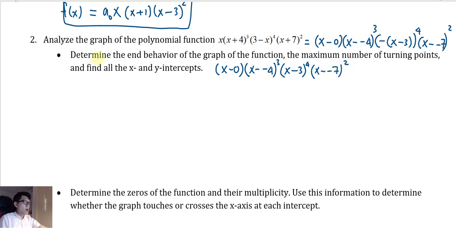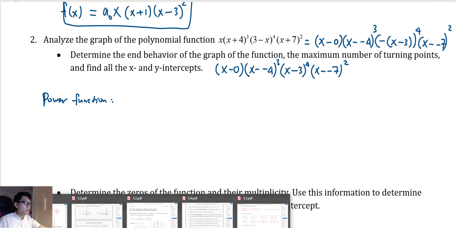Okay, so now they ask you to determine the end behavior of the graph of the function. Before you can know the end behavior, we have to figure out what the power function is, because the power function is the function we use to determine the end behavior. Let me show you something here.